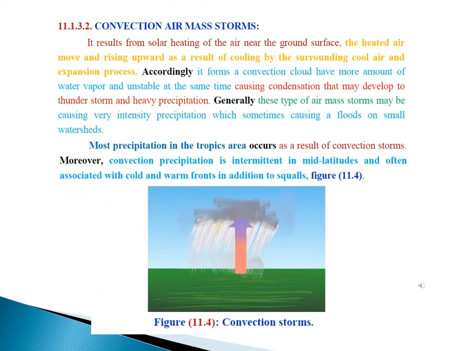Number 2. Convection air mass storm. Really, it results from solar heating of the air near the ground surface. The heated air moves and rises upward as a result of cooling by the surrounding cool air and expansion process. Accordingly, it forms convection clouds that have more water vapor and are unstable at the same time, causing condensation that may develop into thunderstorm and heavy precipitation, as shown in the enclosed figure.